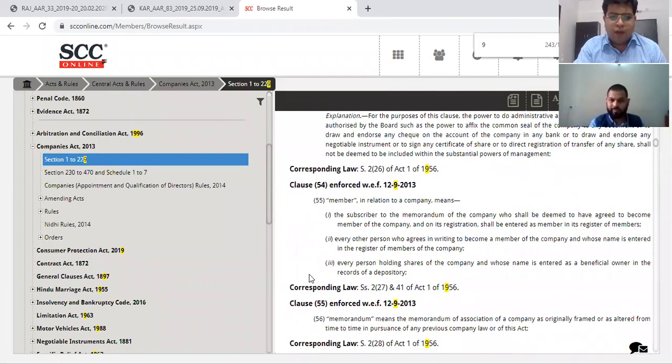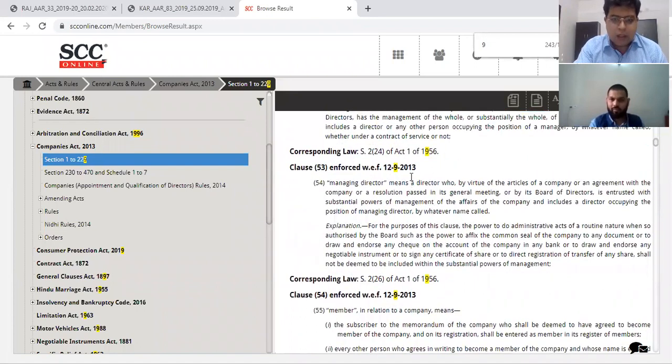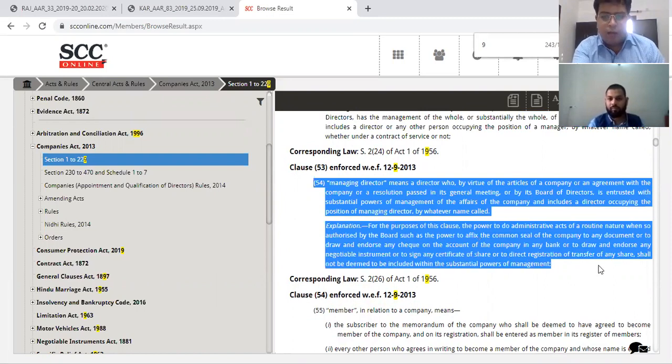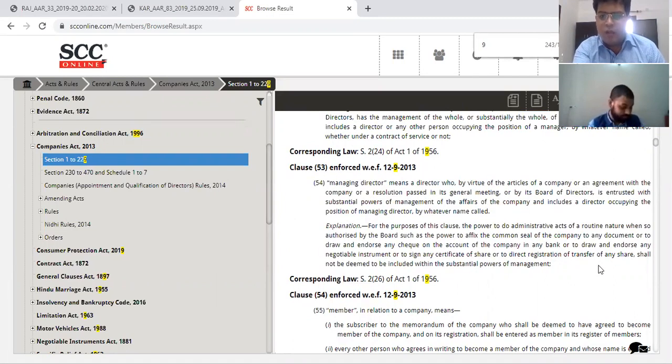Section 2 clause 54 defines the term managing director. It is an exhaustive definition, which means a director who, by virtue of the articles of association of the company, or an agreement with the company, or a resolution passed in general meeting or by its board of directors, is entrusted with substantial powers of management of the affairs of the company, and includes a director occupying the position of managing director by whatever name.